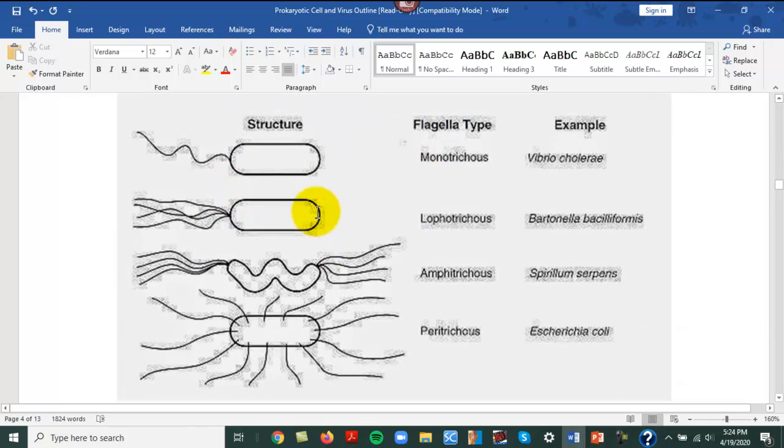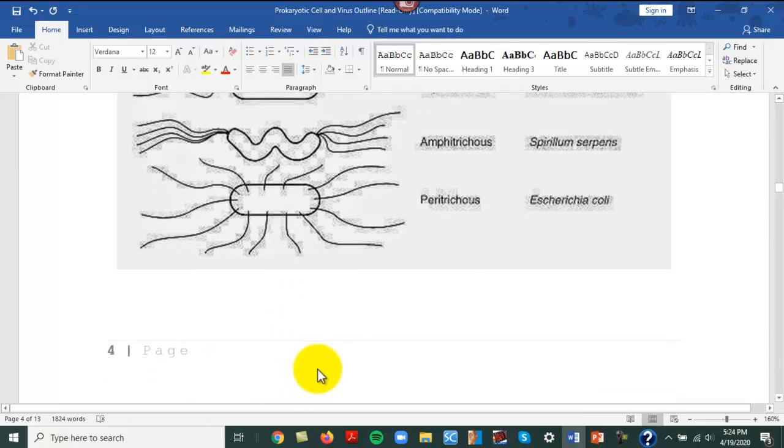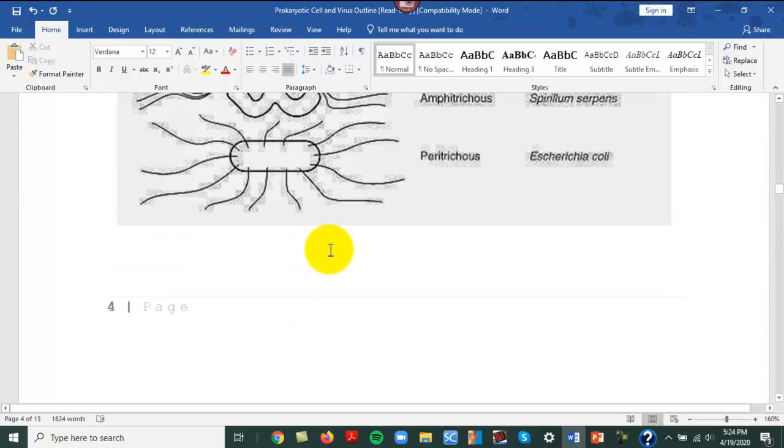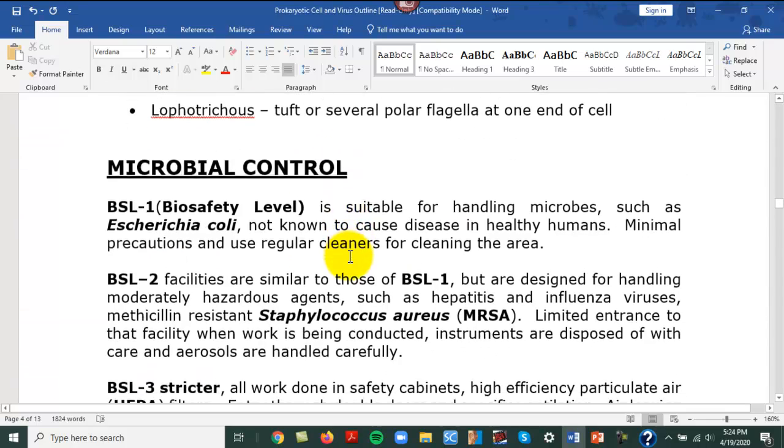Here are the different arrangements. You have monotrichous, lophotrichous, which is 3 or more on one end. Amphitrichous, which are flagella on each end, and then peritrichous, which means they're around the entire cell. Peri means around, little prefix. Right, and those are the arrangements for the flagella.